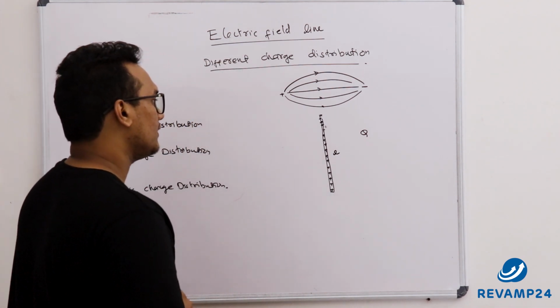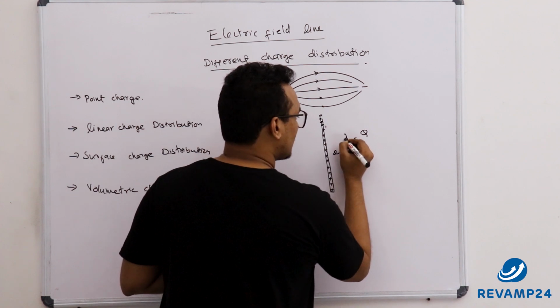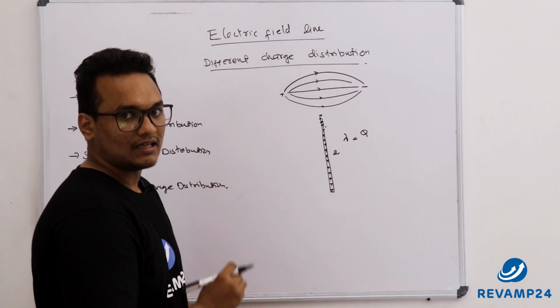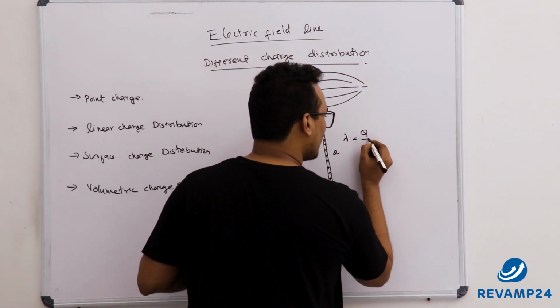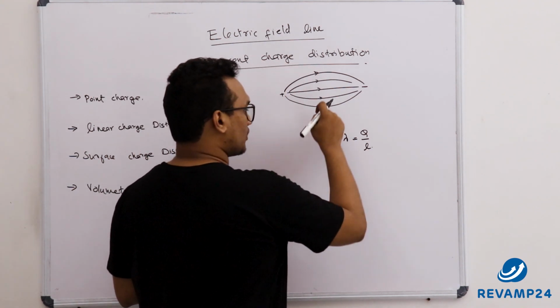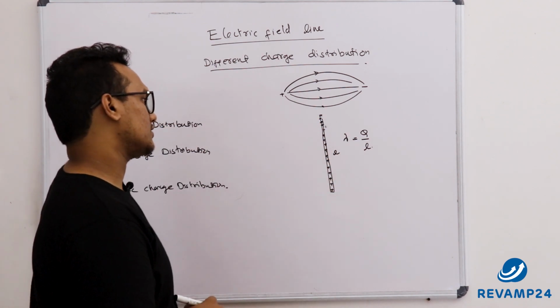Now we define a particular quantity called linear charge density. So lambda, linear charge density, is equal to Q by L. So the total charge distributed divided by the length of the conductor is the linear charge density.